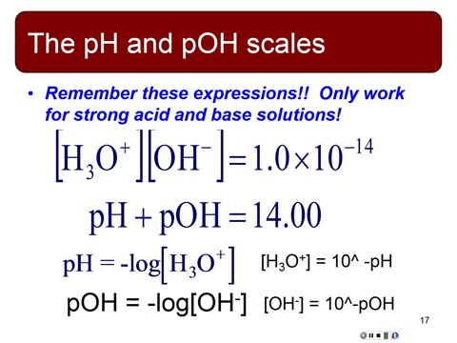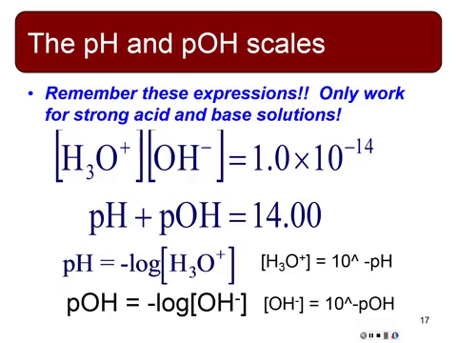Our scale's out of 14. So pH plus pOH has to equal 14. We saw that in that chart. If you look back at that chart we did, where you may have done a little bit of calculations with it, all of it added up to 14 if you looked at both the pH and pOH scale. To find the pH, you take the negative log of hydronium. The pOH, take the negative log of hydroxide. So the pOH goes with hydroxide, with the base.